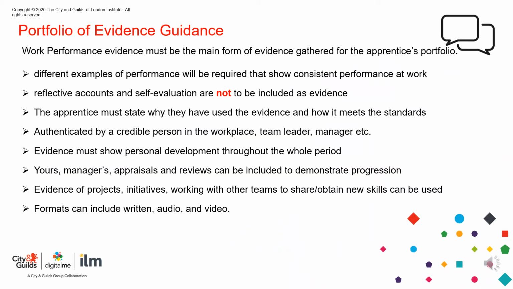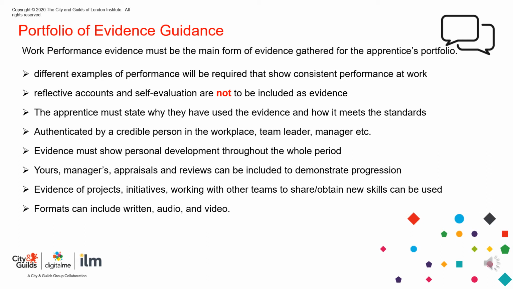We're now going to offer guidance as to what types of evidence will go into a portfolio. Work performance evidence must be the main form of evidence gathered for the apprentice's portfolio. Different examples of performance will be required that show consistent performance at work. Please note that reflective accounts and self-evaluation are not to be included as evidence. The apprentice must state why they have used the evidence and how it meets the standards, and it should be authenticated by a credible person within the workplace, for example, a team leader or manager.